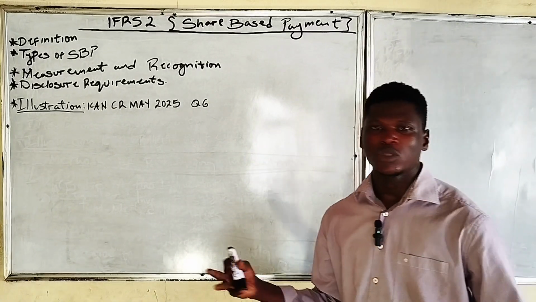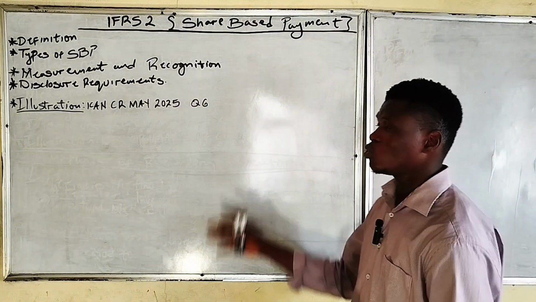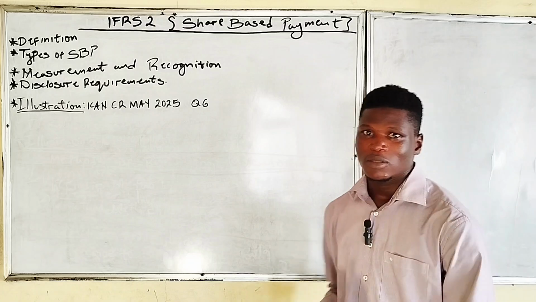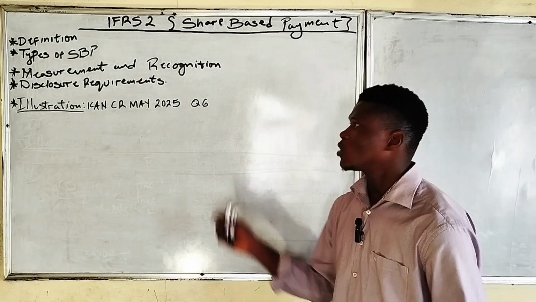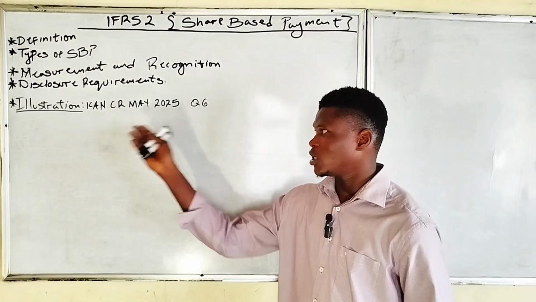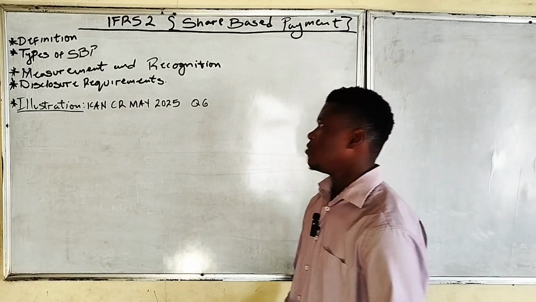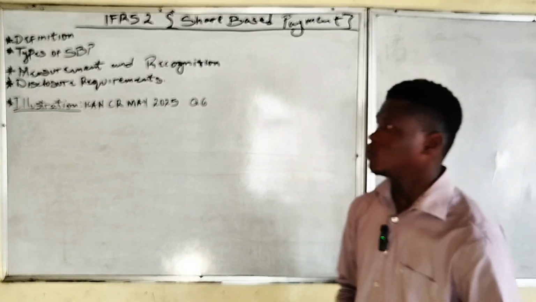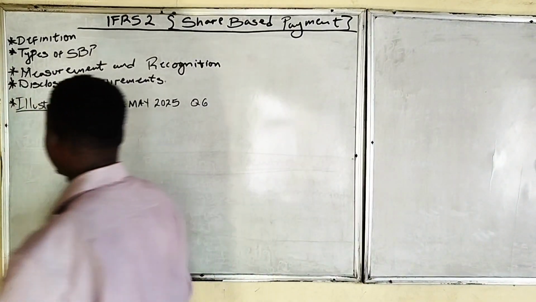IFRS 2 is not really a big standard like that, but it relates to IAS 19, which is still another type of payment. Now IAS 19 is employee benefits. So we'll look at the definition, types, the measurement and disclosure requirements. I have an important illustration from the recently concluded ICAN corporate reporting May 2025 question 6, which is a question at the professional level. So IFRS 2 share-based payments, starting with the definition now.